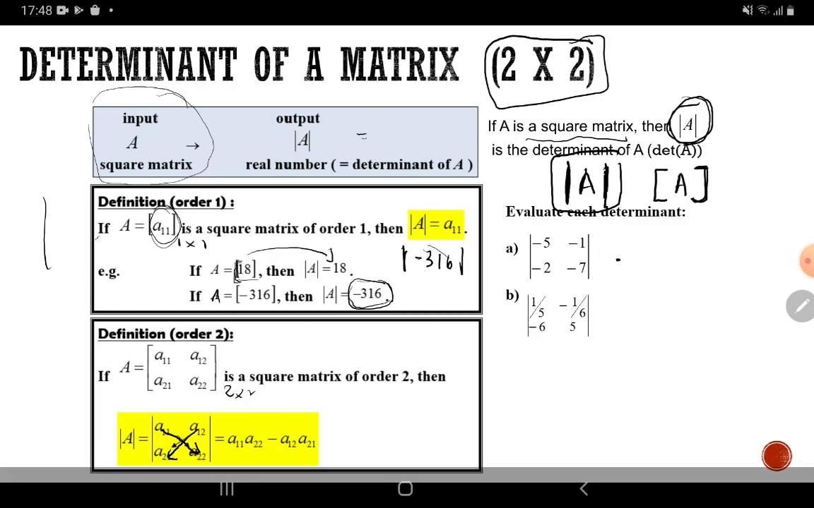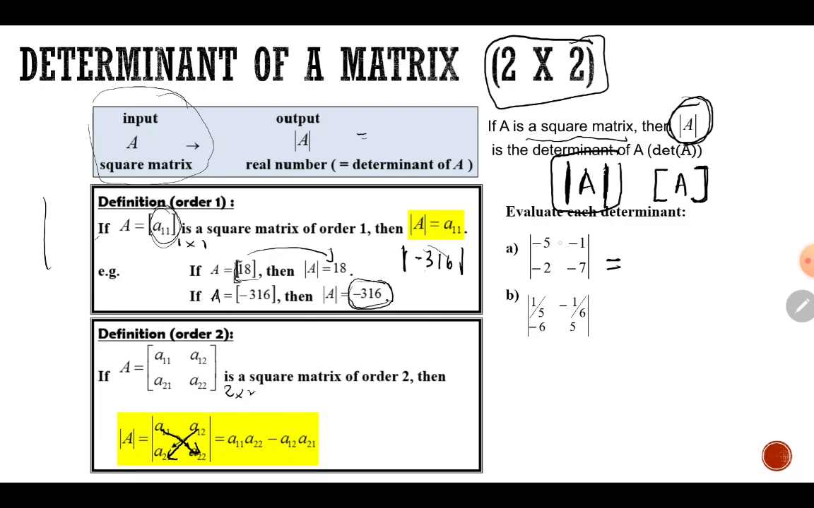Cuba kita buat yang ni. Okay, let's say I have this example. We do have 2 times 2 matrix, -5, -1, -2, -7. So what you got to do is -5 darab dengan -7. So dapat apa? -5 darab -7, you get 35, right? And then minus, tolak ni. Ingat tolak siap-siap. -2 darab dengan -1, so you get 2. So the determinant value of this matrix is equals to 33.